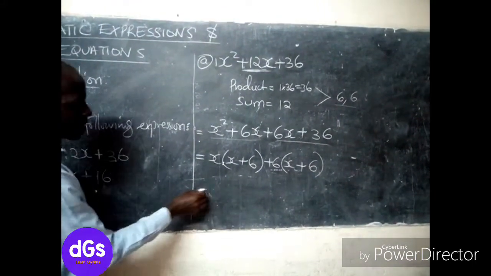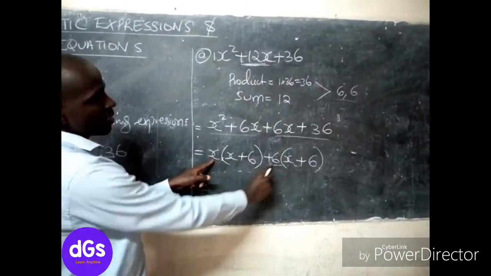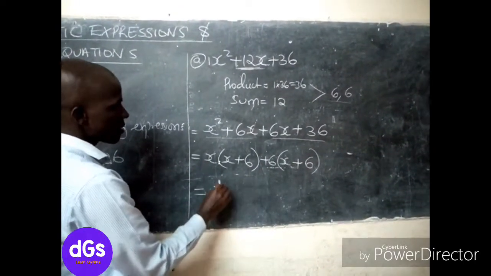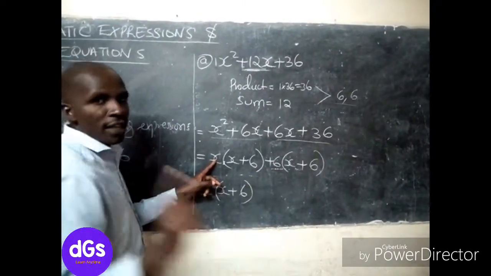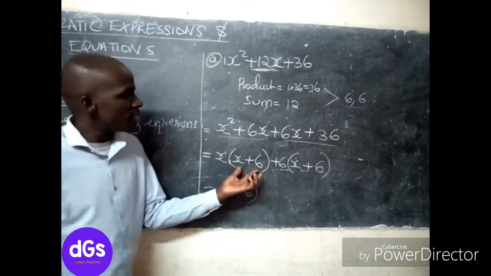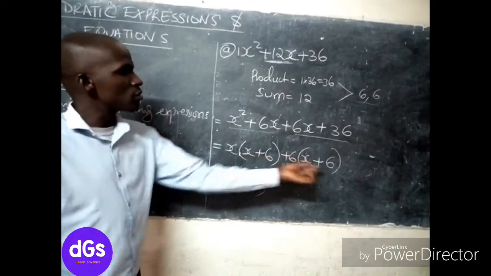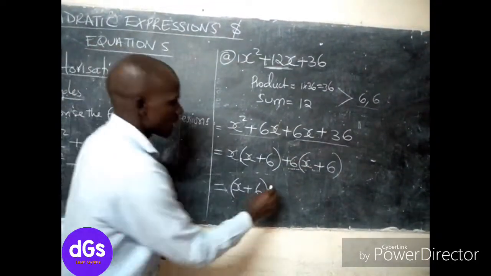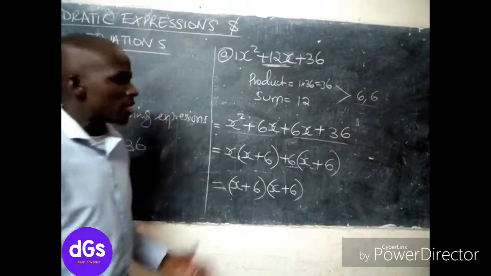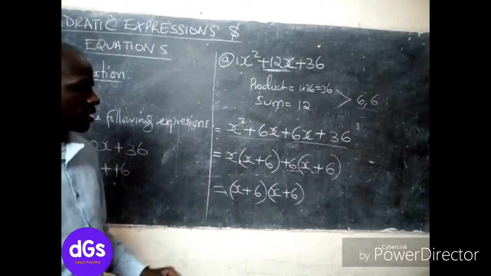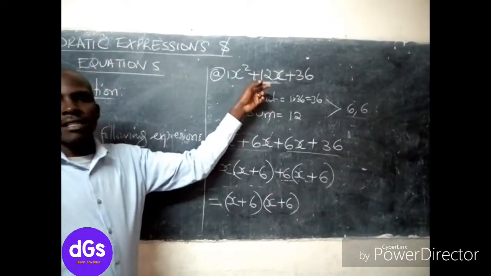Now, once you do that, the final part is to get this x and this positive 6. Which x? This one and this one. The other thing we recognize is that this and this are the same, x plus 6 and x plus 6. So these two, we just pick one. So we shall have the other value here to be x plus 6. And that way, we have factorized that expression, in that if you expand this one, you shall get this value here.